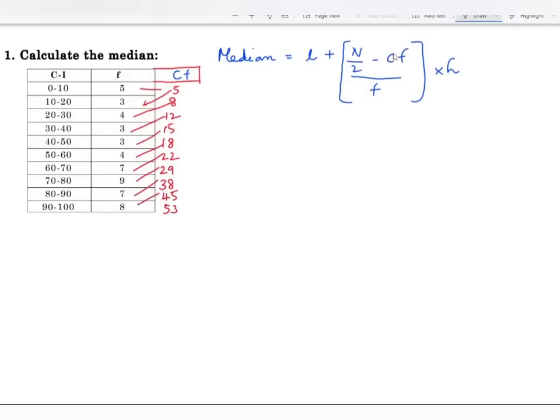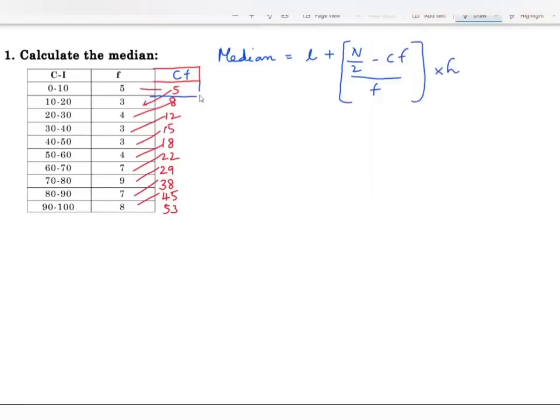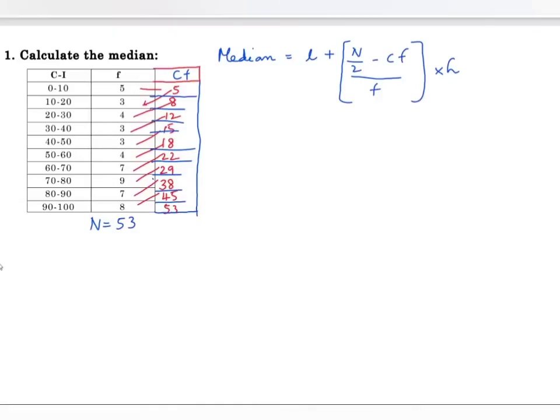Now, what is the first step? First step is to find out the cumulative frequency column. Now what is the value of n? N is 53. That is the total observation. That is, if you add all the f, you get 53. Median equals L plus (n by 2 minus CF) by F into H.